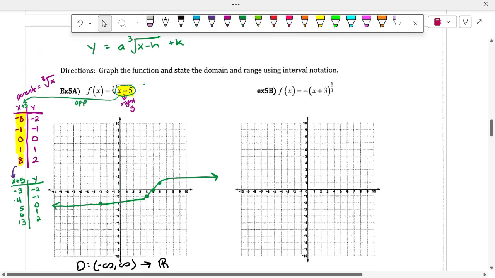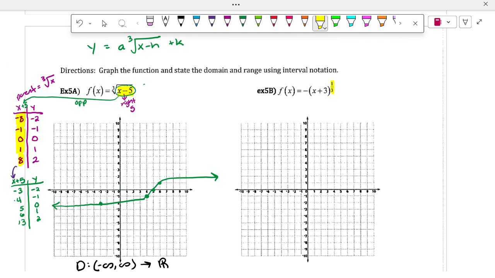Now, look at example 5. Notice that it's written with a raised to the 1/3 power, but we can rewrite that as a cube root. So I have the negative cube root of x plus 3. Let's talk function transformation. If I look at the x plus 3 underneath, what's happening? Are we going left or right? We're going left 3. All right. Now on the outside, we have a negative. So what does that mean?